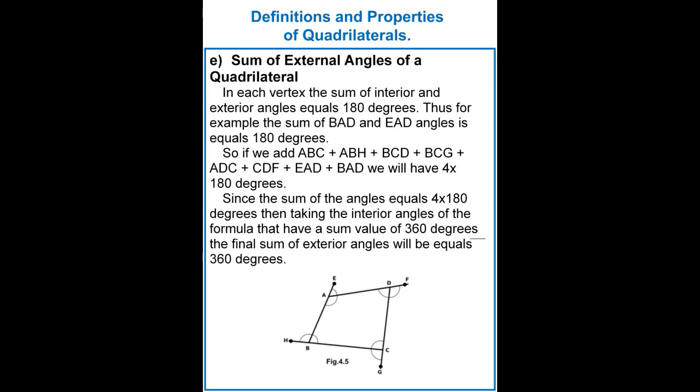Then, the sum of the interior angles and the exterior angles of the 4 vertices is 4 multiplied by 180 degrees, which is equal to 2 times 360 degrees. As the sum of the values of the interior angles is 360 degrees, as shown in the previous slide, the total value of the exterior angles is 2 times 360 minus the sum of the interior angles, that is 360 degrees. That is, the sum of the values of the exterior angles in a quadrilateral is 360 degrees.